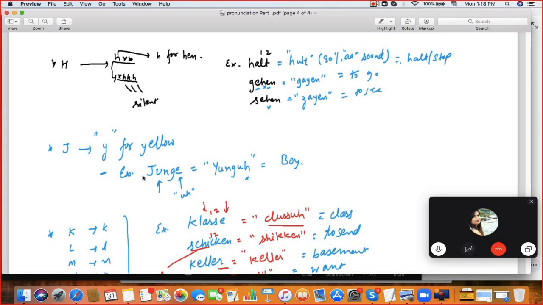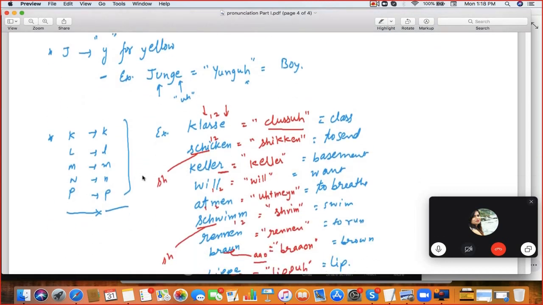Next is K, L, M, N and P, which have the same sound as in English: ka, la, ma, na, pa. So speak the example. Klasse. Klasse. Yeah.